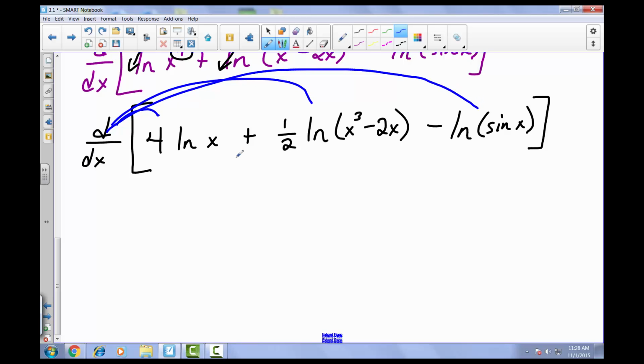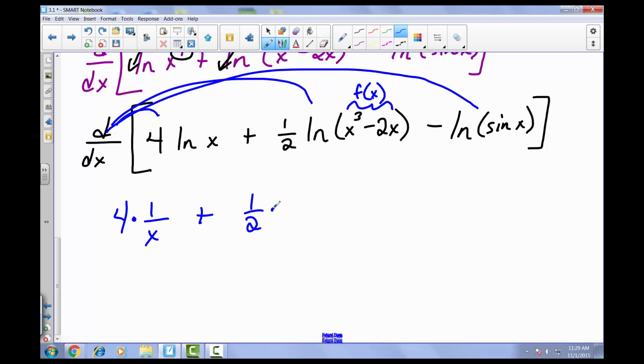We are applying the derivative, though, to each one. So for this first guy, we have 4 times the derivative of the natural log of x, just comes out to be 1 over x, plus, again, that's just the constant coefficient that can come out in front of a derivative. The derivative with respect to x of the natural log of x cubed minus 2x. Well, this whole piece, again, is considered to be a function, f of x, and you're trying to take the derivative of that natural log of that function.